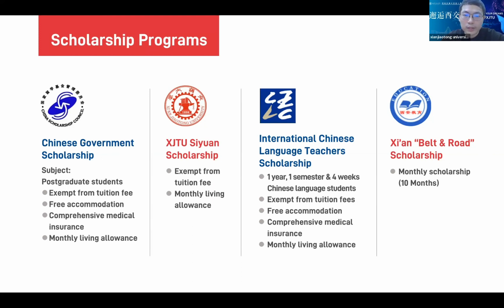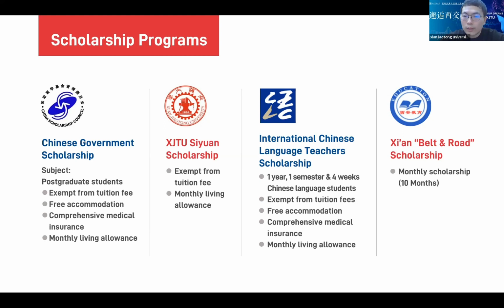Following that is the XJTU Siyuan Scholarship. This scholarship is also mainly for the master and PhD level. There will be an exemption of tuition fee and a monthly living allowance. This scholarship is also divided into three levels, but I think the amount of monthly living allowance is even to the CSC scholarship, and maybe the first level is even higher than the CSC scholarship.